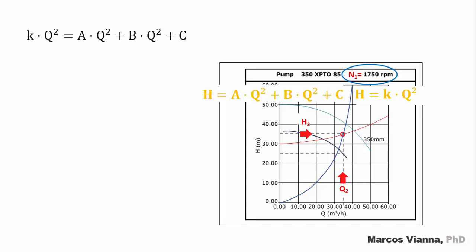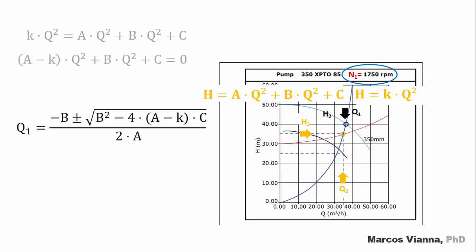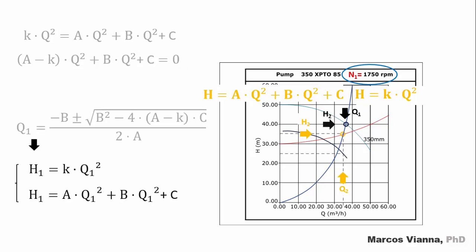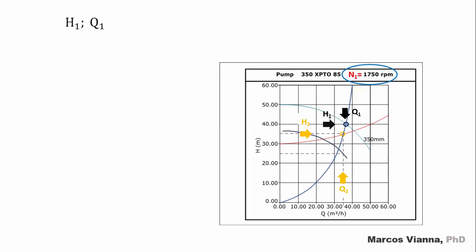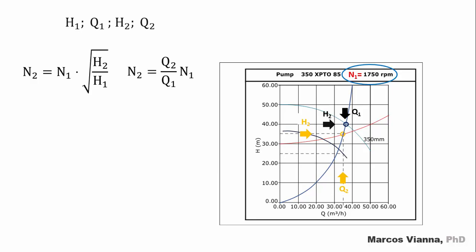If we put these equations together, we'll find this one, which allows us to find the value of Q and, of course, the H value of the crossing point. Now we have the Q1 and H1 values and the Q2 and H2 values that allow us to find the velocity that we need through this equation, or this one, help yourself. We do exactly the same for the other operating point that we want.